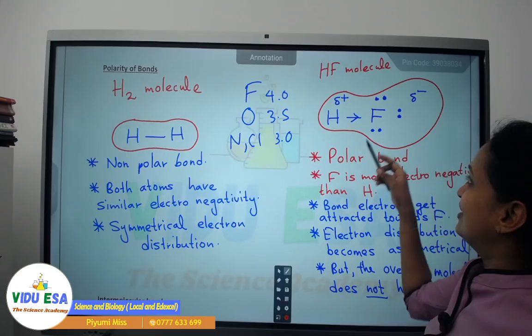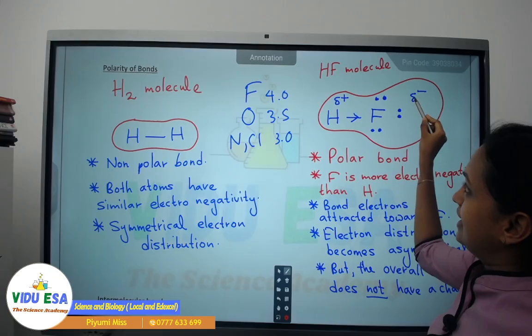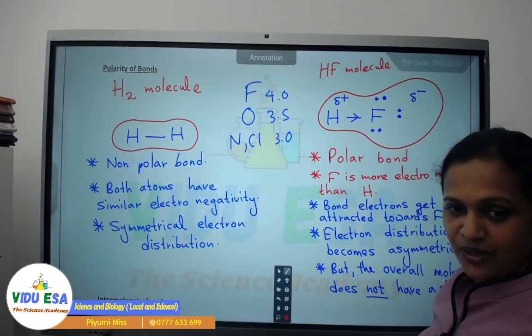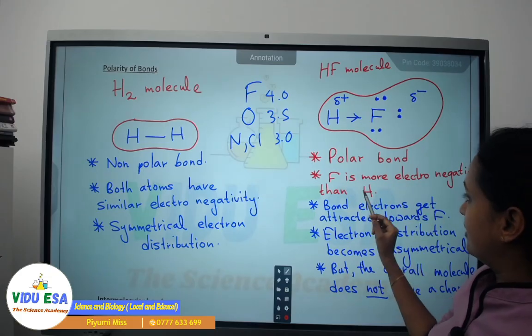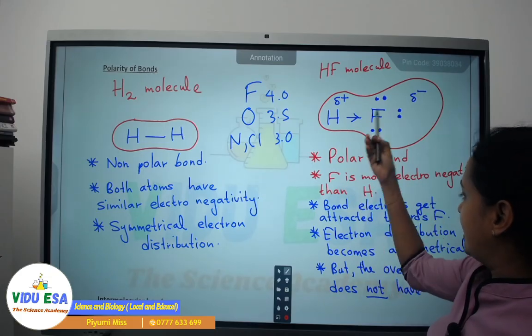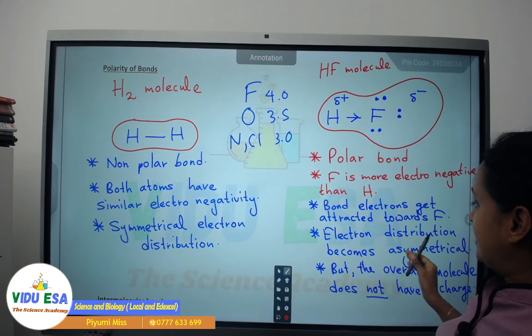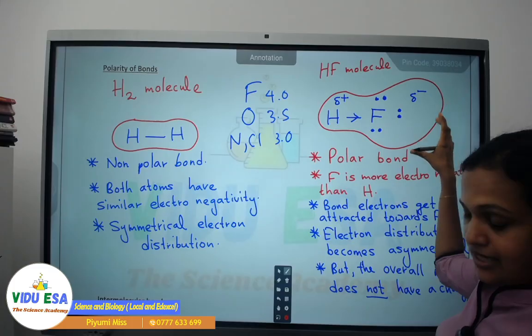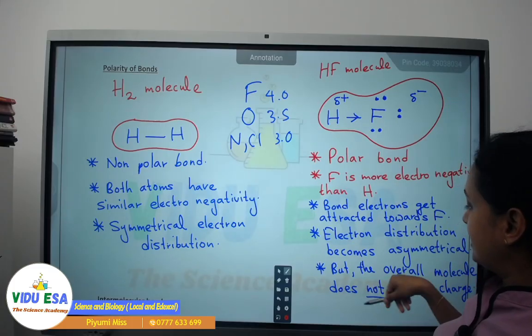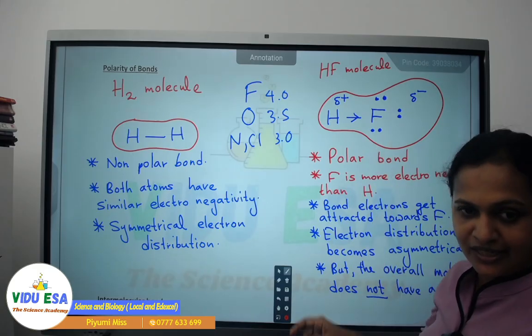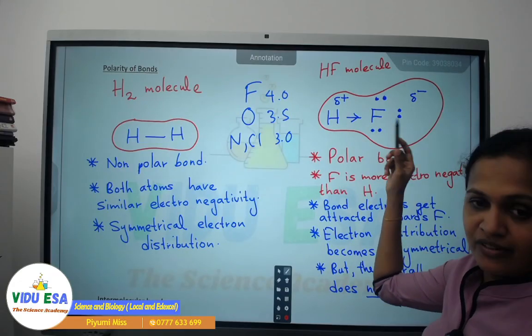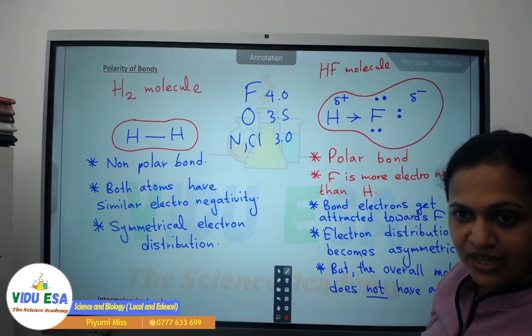Right? So fluorine has a slight negative charge and hydrogen has a slight positive charge because of the difference in electronegativity. The bond is polar, fluorine is more electronegative, bond electrons get attracted towards fluorine, electron distribution becomes asymmetrical, but the overall molecule does not have a charge. So this is a polar bond, polarity. Internally, there are positive and negative charges. That is what we call the polarity of a chemical bond. Is that clear now?